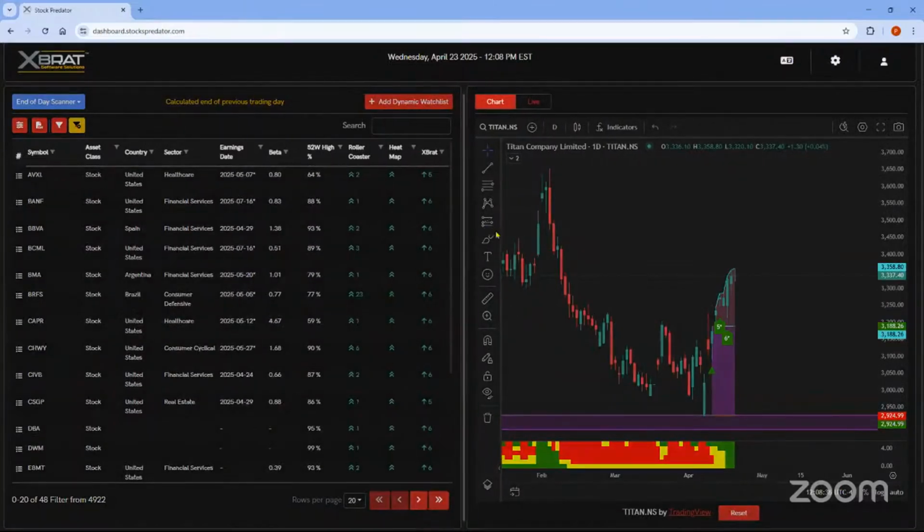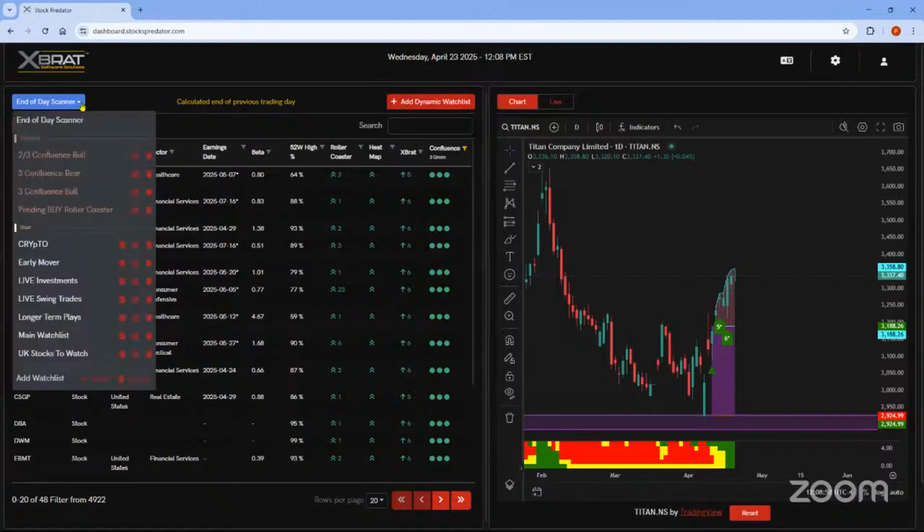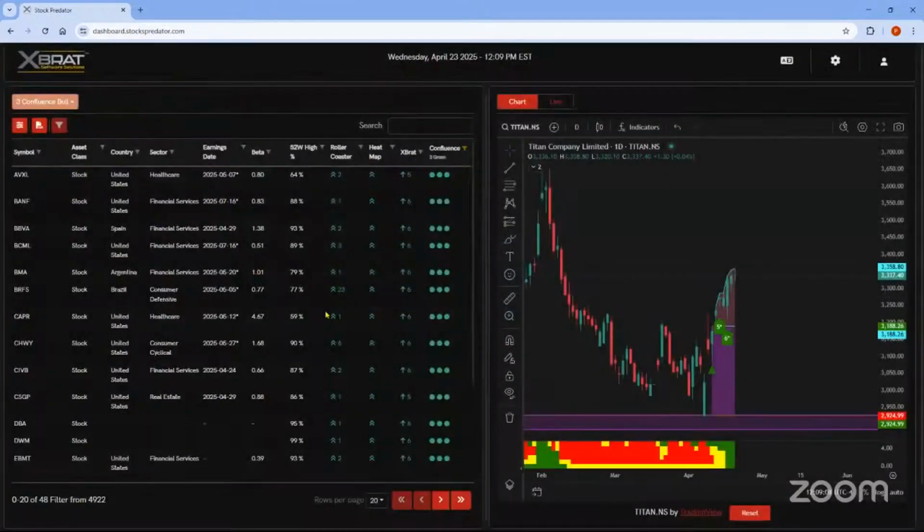Now, one of the great features of this particular platform is we can add dynamic watch lists. So if we get in this state with this filter, or 3 out of 3, I can then build a dynamic watch list. That watch list will update every single day. And I've already made one here. It's called 3 Confluence Bull. Okay. So those same stocks are on my 3 Confluence Bull.